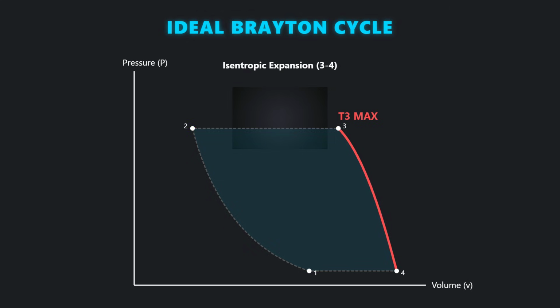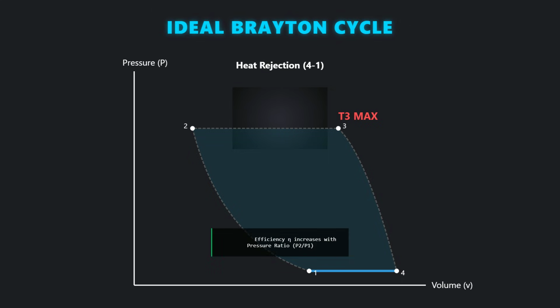Process 3 to 4 is the isentropic expansion phase through the turbine, where mechanical work is extracted to drive the compressor. The final stage, process 4 to 1, is isobaric heat rejection, where the exhaust gas releases heat to the ambient atmosphere. Crucially, the thermal efficiency of the ideal cycle is determined exclusively by the pressure ratio, P2 divided by P1, and the specific heat ratio of the working fluid. Efficiency increases monotonically as the overall pressure ratio is raised.